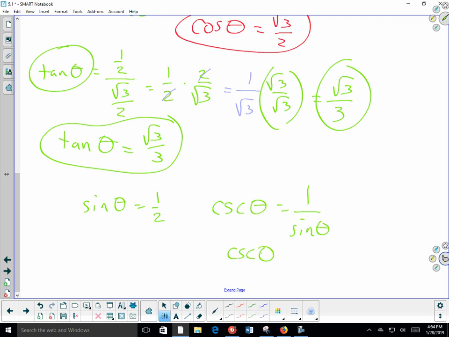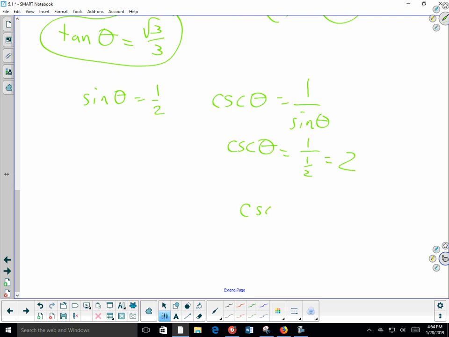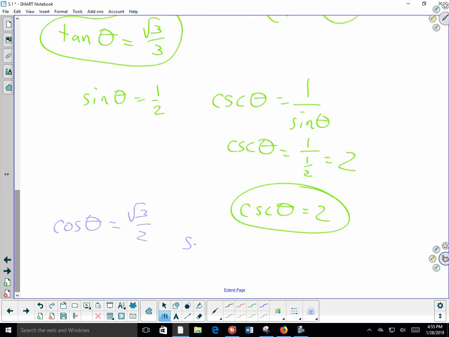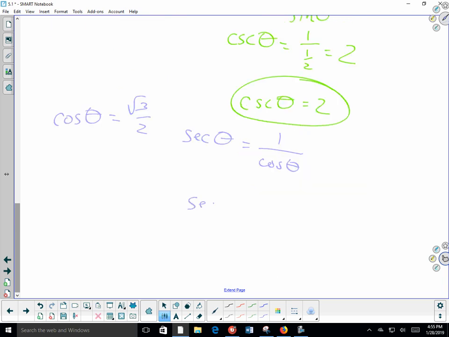So cosecant of theta is going to be 1 over 1/2, which is equal to 2. So now we know cosecant of theta is equal to 2. Likewise, if I know that the cosine of theta is square root of 3 over 2, then the secant of theta is 1 over the cosine of theta. And so I get secant of theta equals 2 over square root of 3. And I could multiply by square root of 3 over square root of 3 and get 2 square root of 3 over 3. So that's getting 1 over the cosine. I just flipped the cosine value.